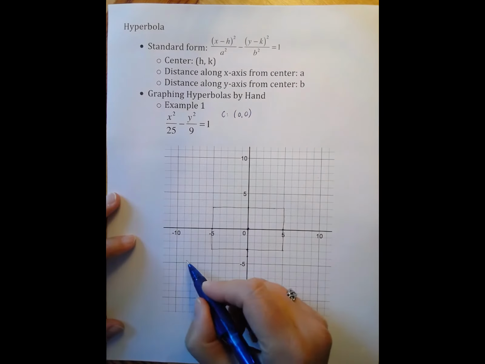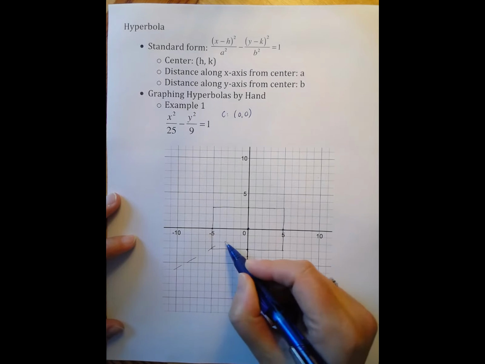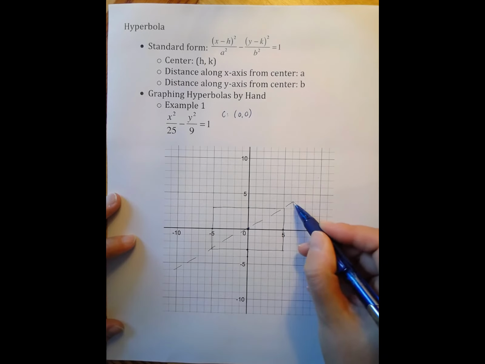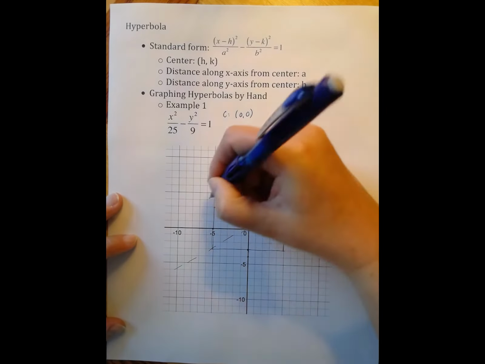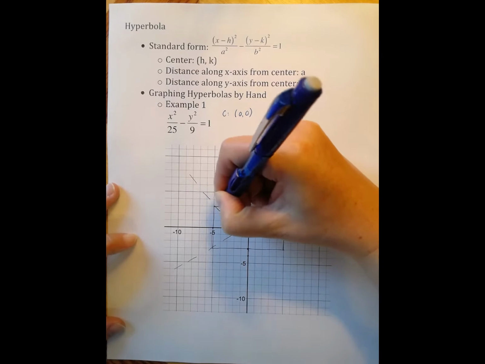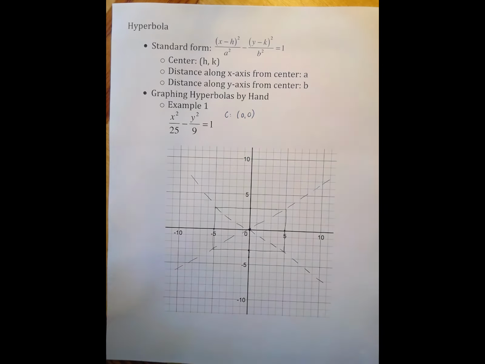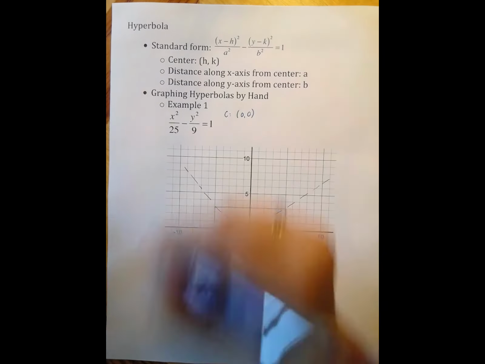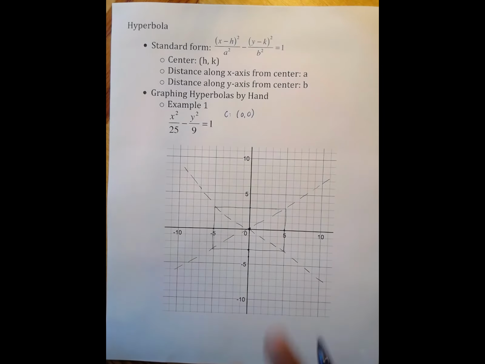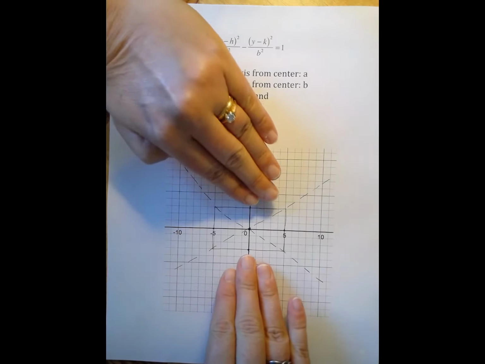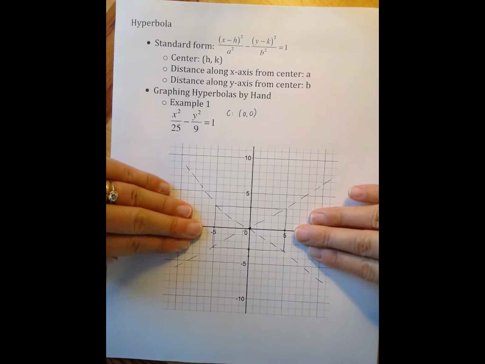My asymptotes are the lines that my hyperbola goes right up against but never reaches. They go through the corners of the box, my rectangle. So now I have two options for my hyperbola shape. Many of you will look at this and say, oh, it's two parabolas. It's not, but it has that U shape. So either I have the U shape going up and down, or I have it going left and right.